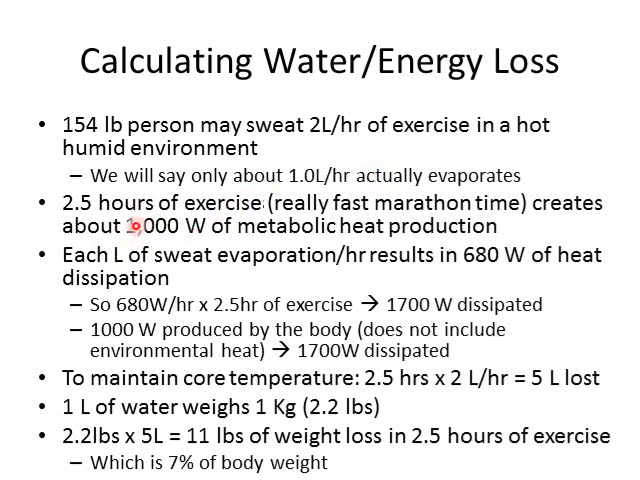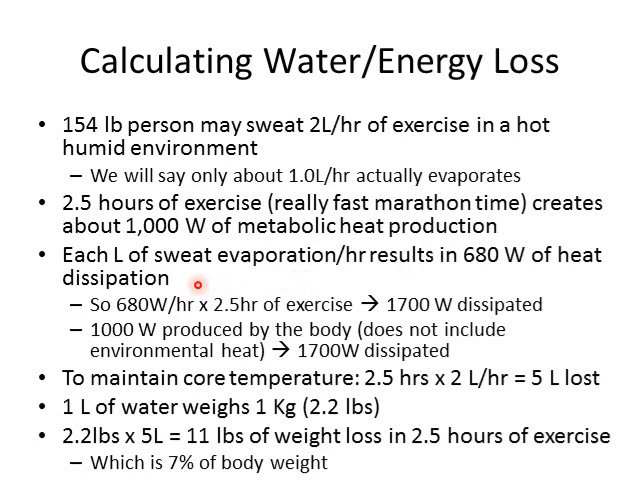If we have this person exercising for 2.5 hours, this creates about 1,000 watts of metabolic heat production. So we have 1,000 watts of metabolic heat production we have to deal with. And each liter of sweat evaporated per hour results in about 680 watts of heat dissipation.